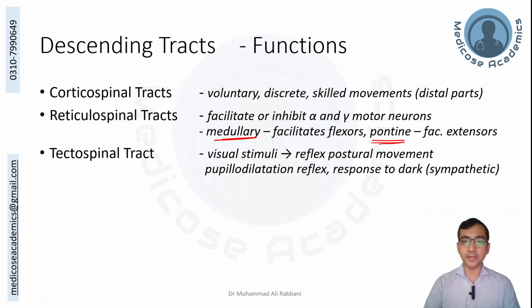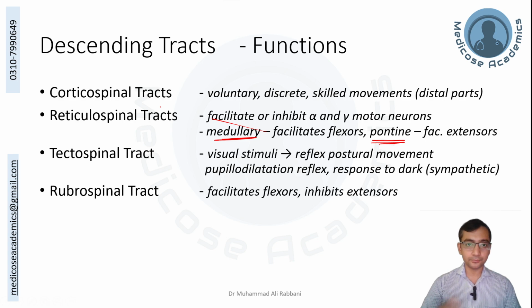For example, I enter a dark room, my eyes perceive darkness, and then I have to dilate my pupil. For that, a sympathetic signal is needed, and that sympathetic signal will come from the T1 level of the spinal cord. You remember the little horn? So the tectospinal tract will send the signal down to the spinal cord, and from that T1 segment the signal will move out until it reaches the eye.